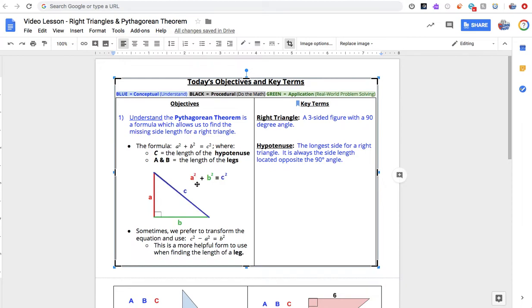This is important because for our formula, we need to know which letters, A, B, and C, correspond to which side lengths of the right triangle we're working with. A and B are called the legs. They're the two shorter sides that make the right triangle. And C is the hypotenuse. That's the longer side. It's always going to be facing opposite this right angle here.